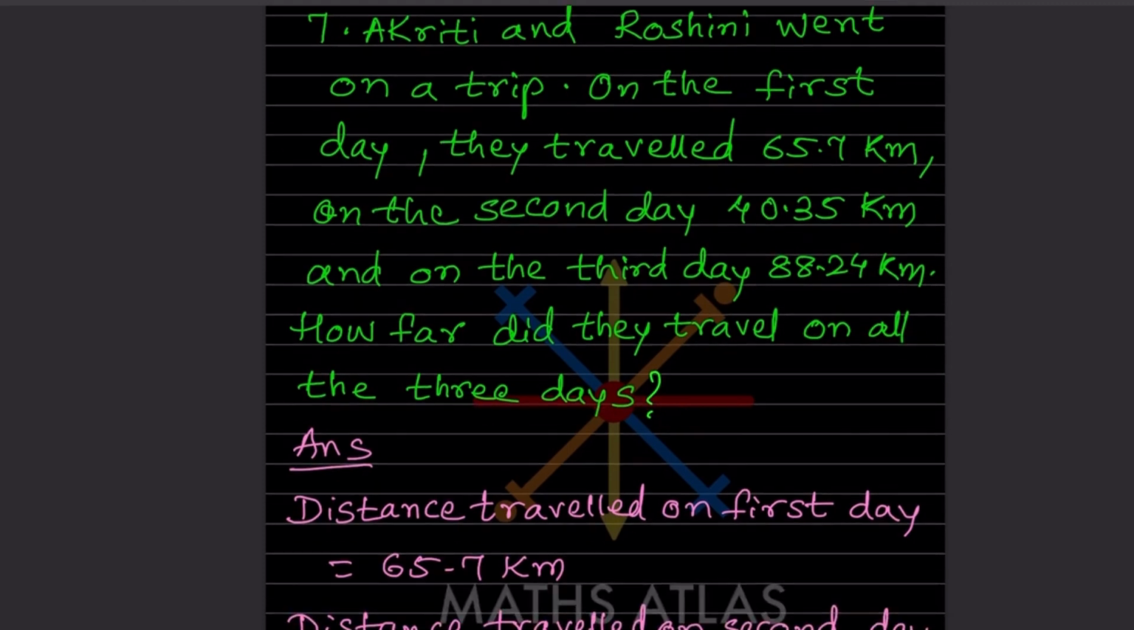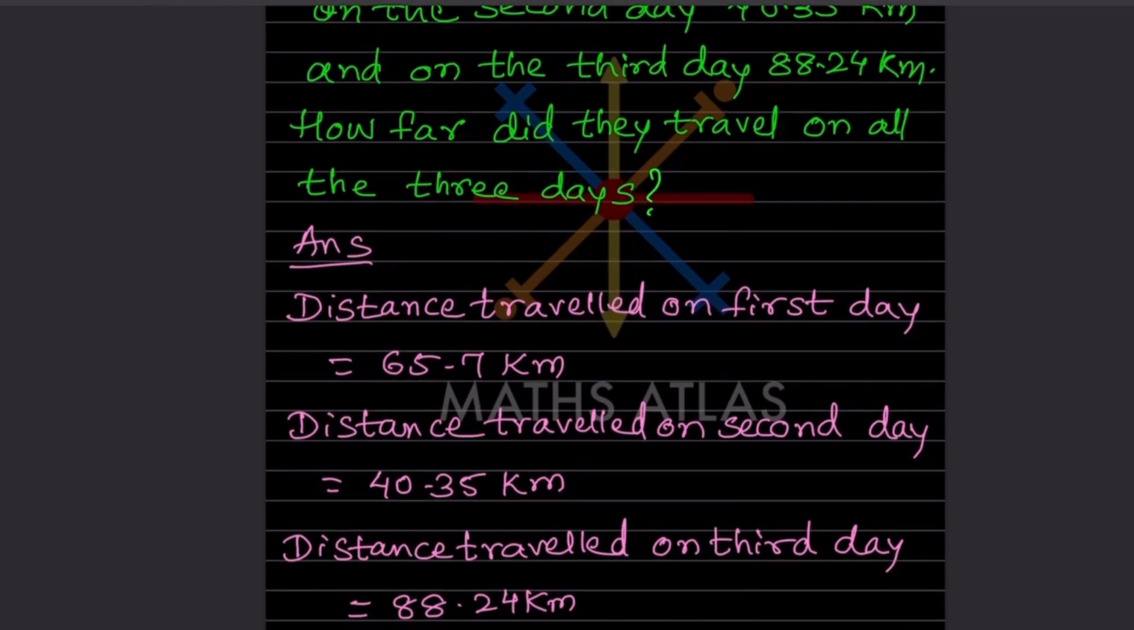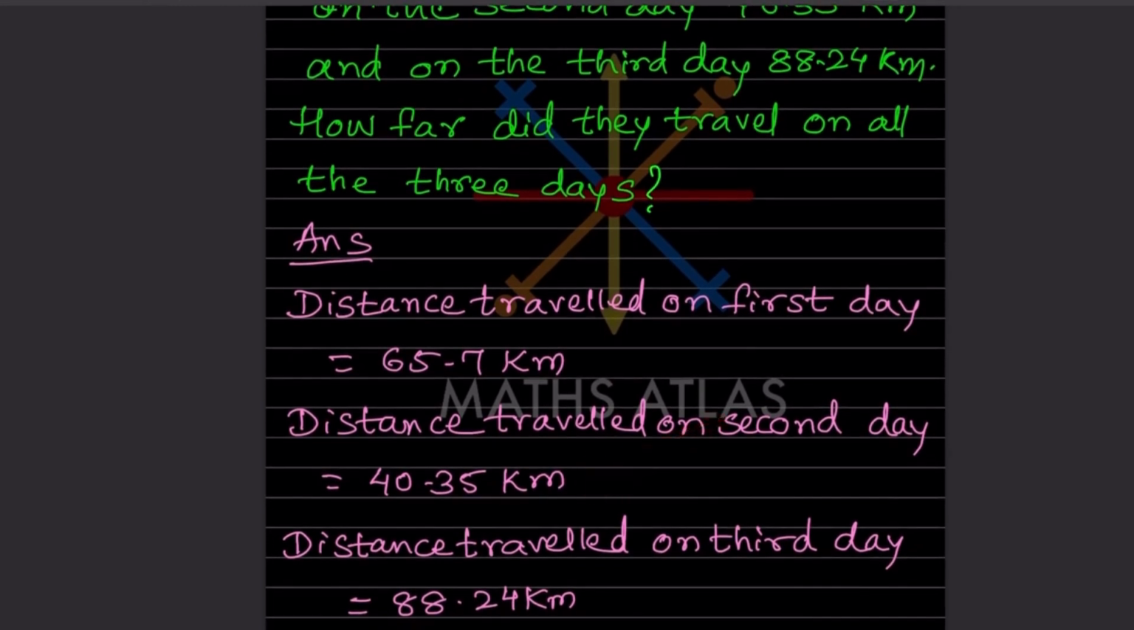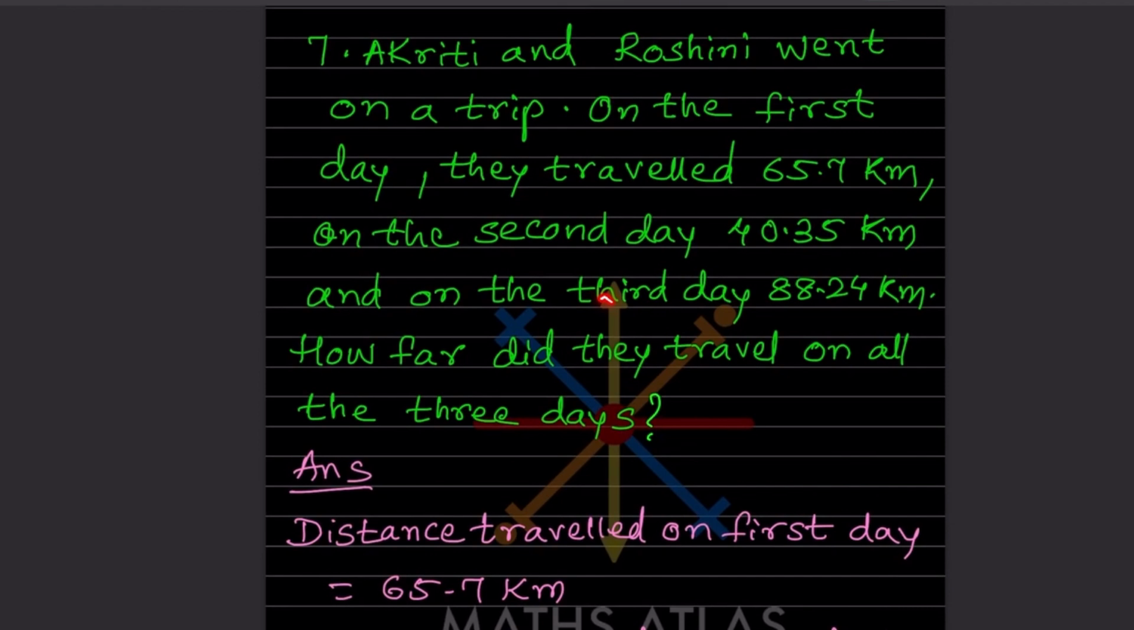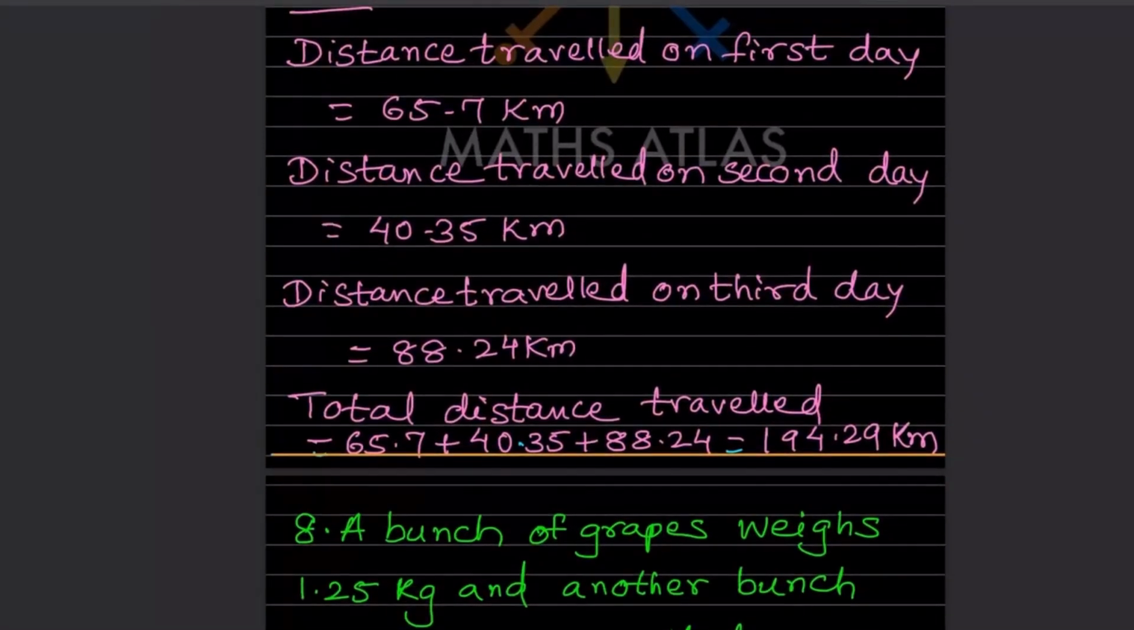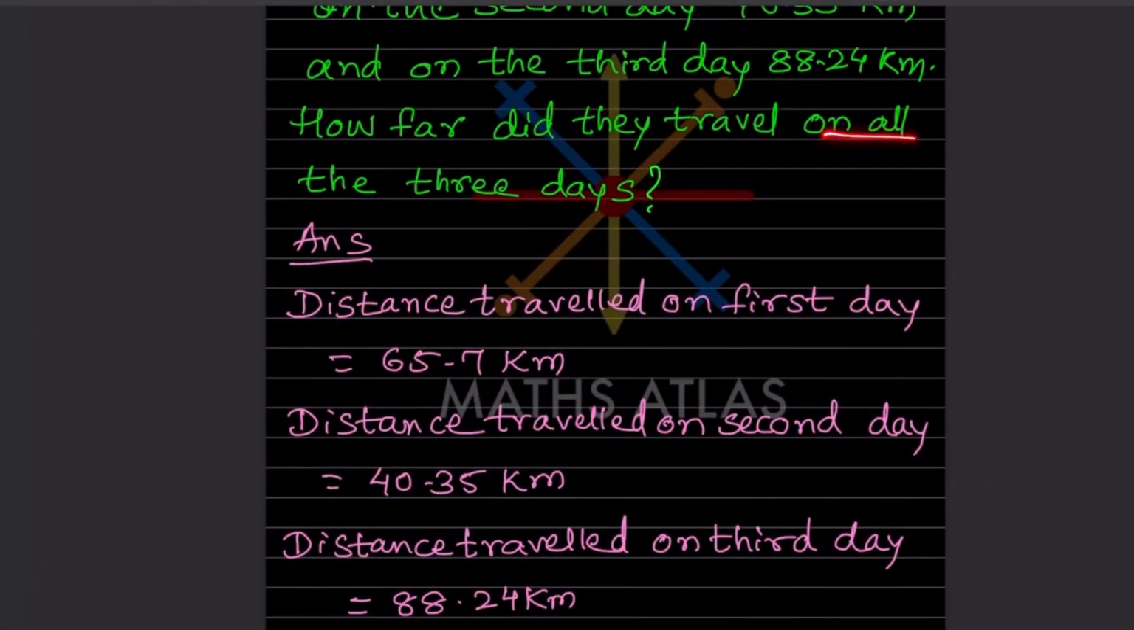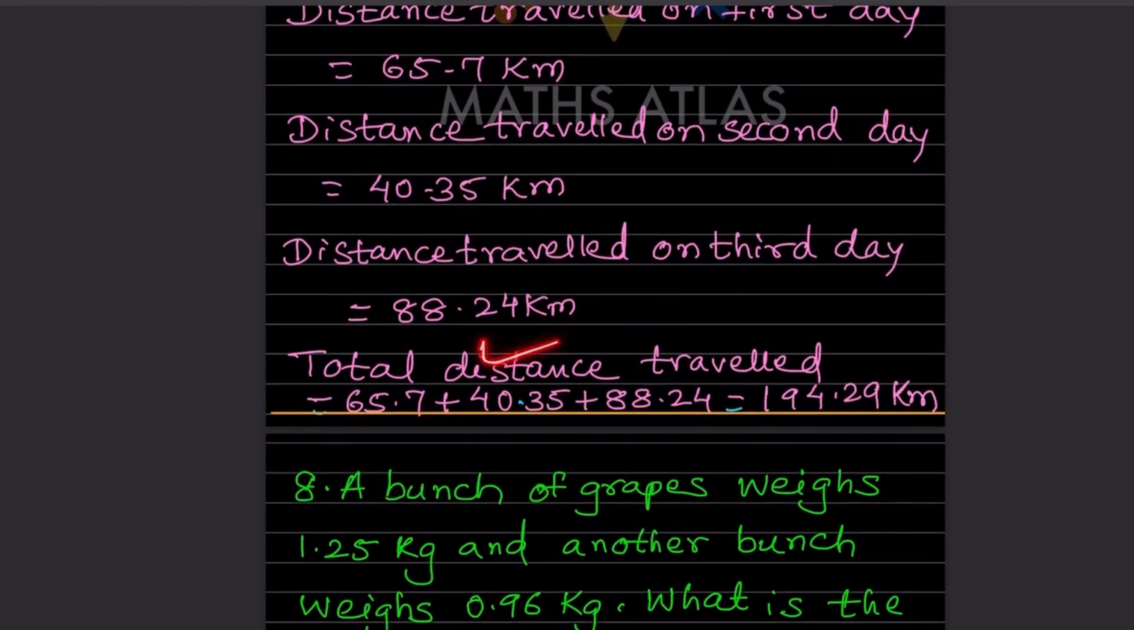This is the best way to write the statement, that distance traveled on the first day. See how the statement also should be written, that is also very important. Like distance traveled on the first day is this much, distance traveled on the second day is this much, distance traveled on the third day is this much. It is all given here, only you have to put it in a proper statement. So they asked on all, means total distance traveled, that will be this. You are going to add all these three, and which is, hope you got this one.